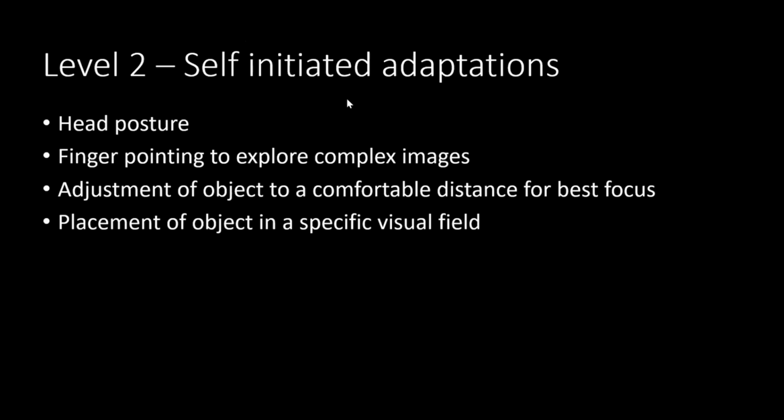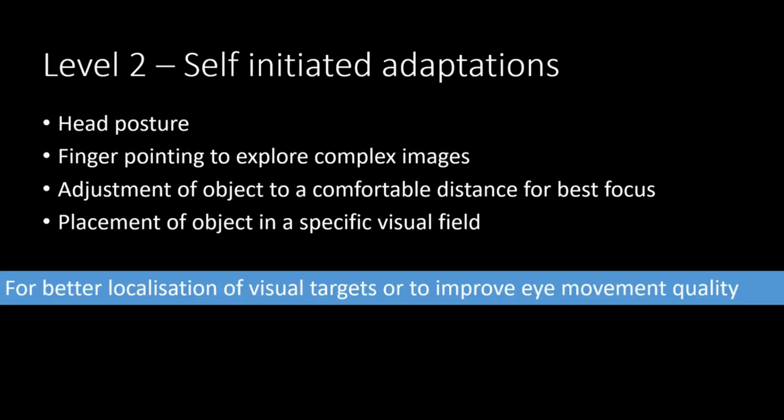What are the other self-initiated adaptations? It includes finger pointing to explore complex images. So if there is a crowded environment, the child purposely points at certain things, so a certain object or a face, to magnify it in their brain and to focus only on that object. Also, adjustment of an object to comfortable distance for best focus, placement of an object in a special visual field, as children with cerebral palsy suffer with visual losses, especially the lower field vision. So the next slides are the example slides, which will make you understand why all these adaptations are done.